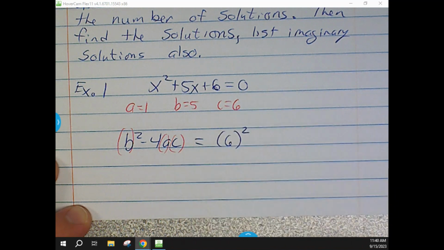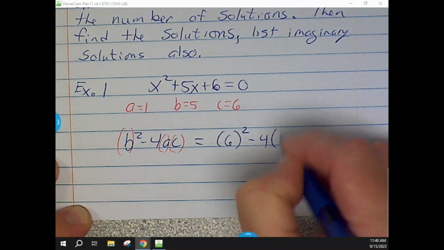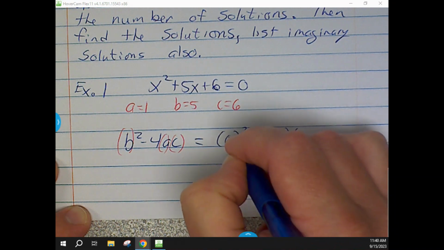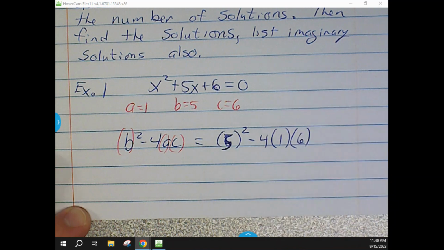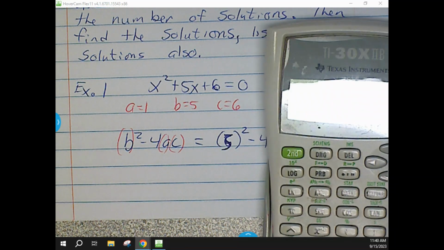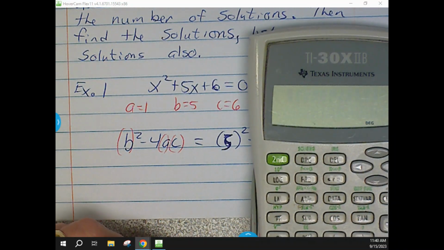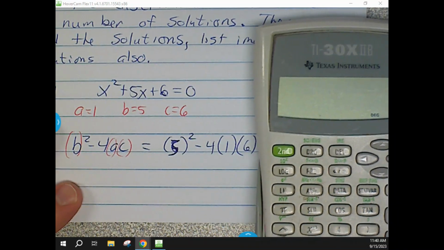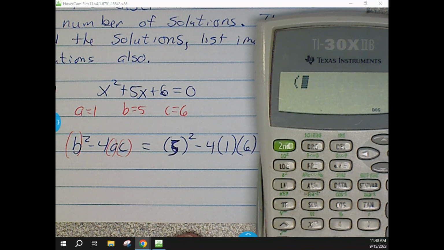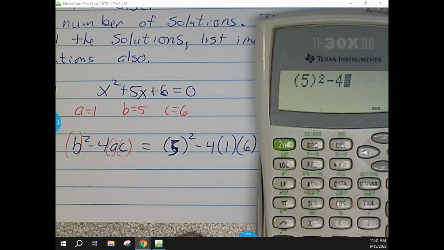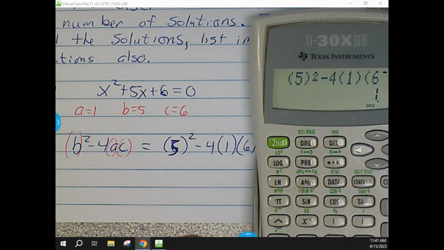All right, so it's going to be 5 squared minus 4 times 1 times 6. And again, as long as we're using parentheses correctly, you can punch that straight into the calculator. That works out nice because that answer is just 1.